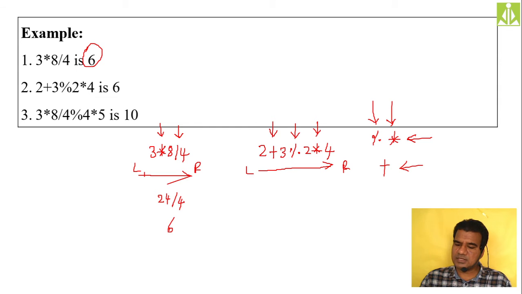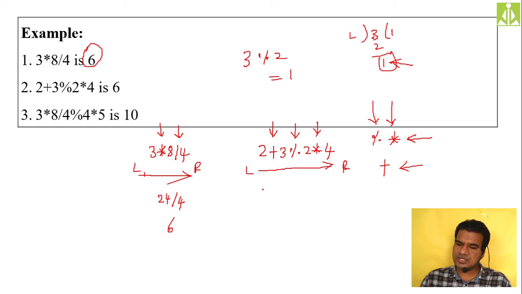So 2 plus 3 modulo division 2 multiplied with 4. First we need to evaluate this modulo division. The modulo division uses two operands, that is 3 and 2. When you apply modulo division between 3 and 2, you will get the remainder 1. How come? 3 you put and divide with 2. 2 once 2, the remainder is 1. So modulo division always takes the remainder. So the remainder will be 1.